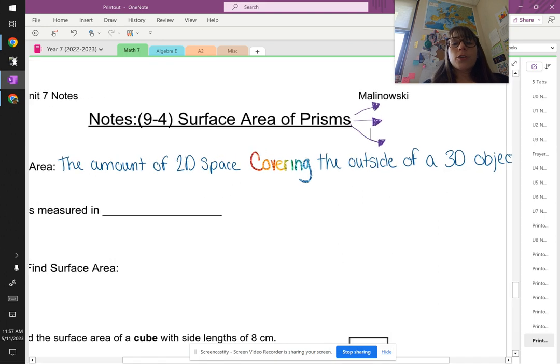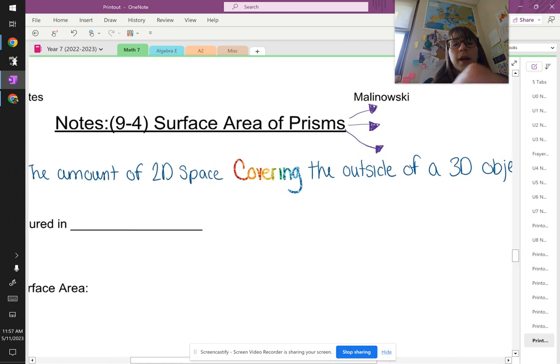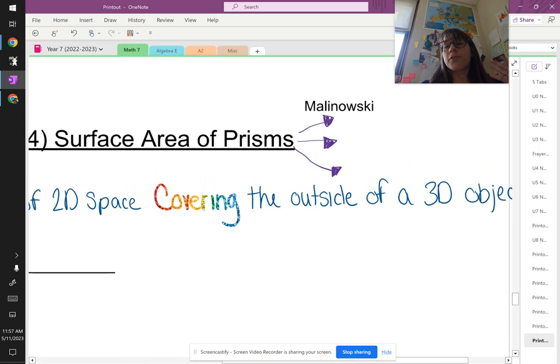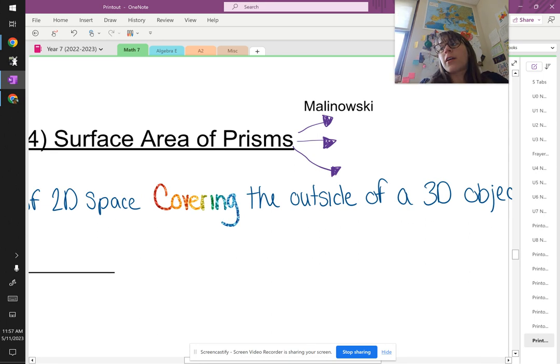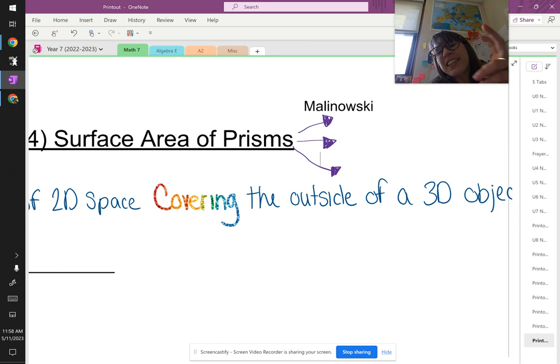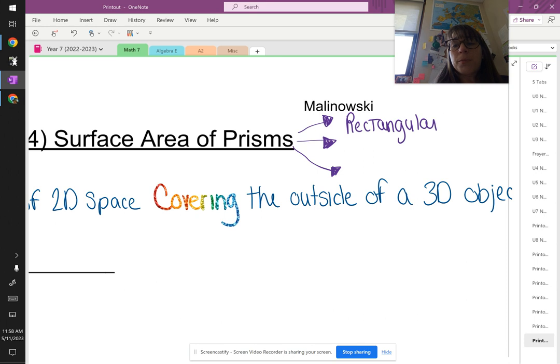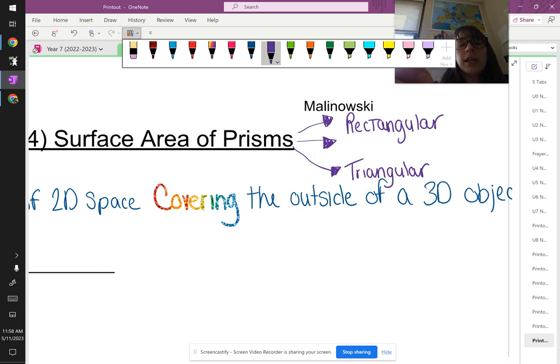So when you're doing surface area, you're only going to be asked to find the surface area of prisms. You're not going to be asked to find the surface area of cylinders or cones or spheres or anything like that. Just your prisms. And really, there are two, technically three, types of prisms that we've talked about so far. First one being rectangular, as I'm sure you remember. Next one being triangular.